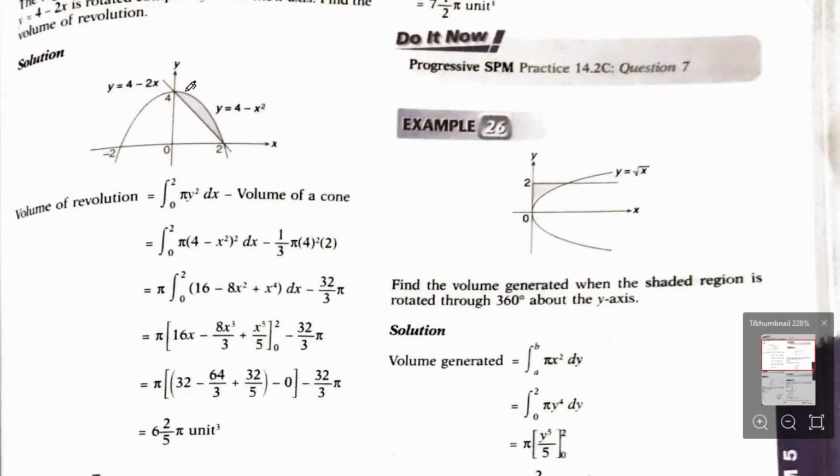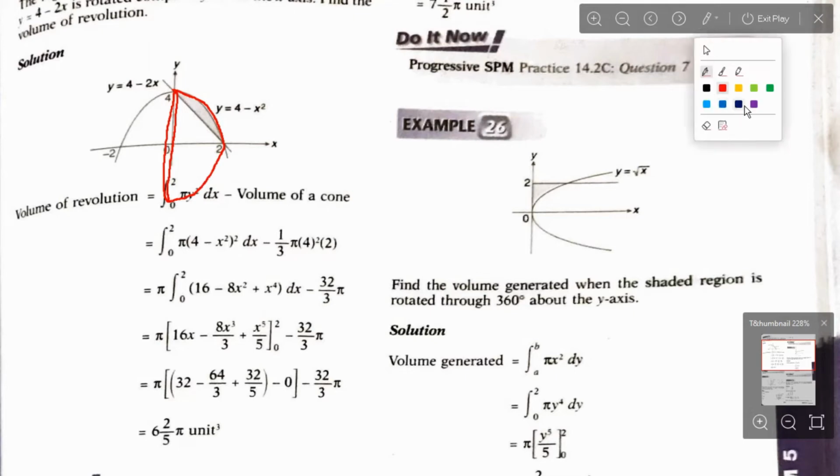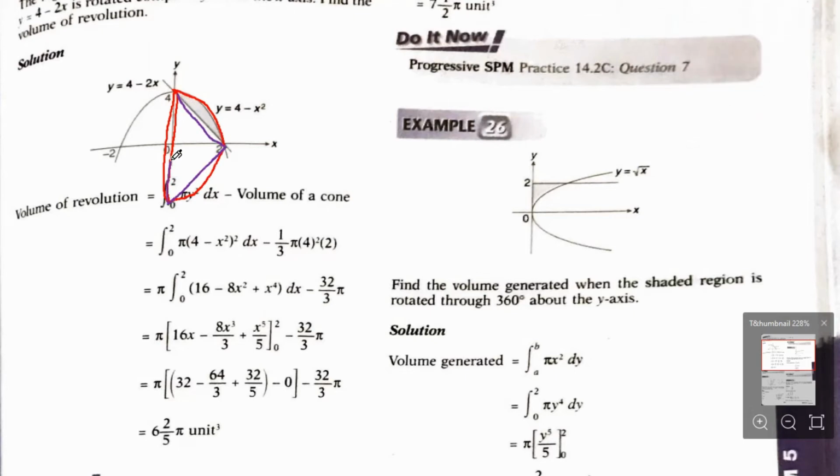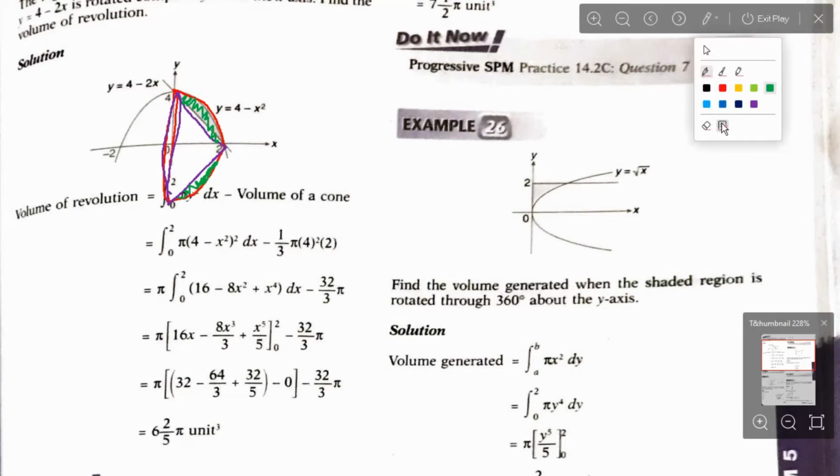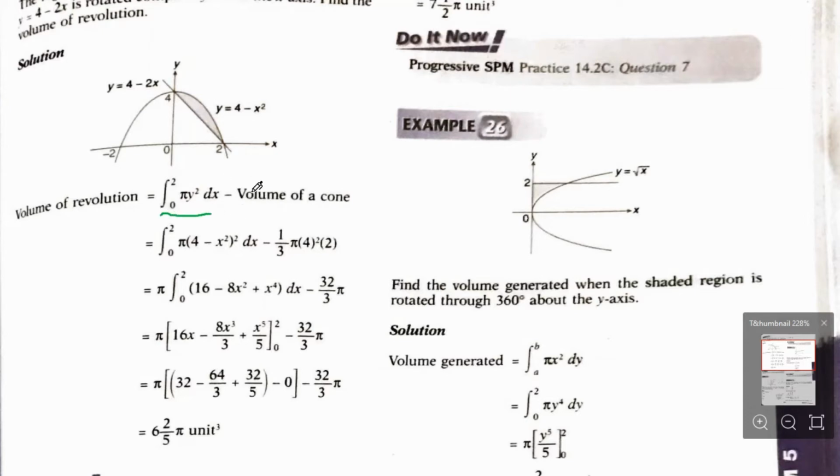Back to the question here. For the volume generated by this shaded region, we have to use the volume generated by the curve minus the volume generated by the cone, and this will be the remaining part, the volume generated by the shaded region. So the volume generated by the curve, this is the formula, minus the volume of a cone. 1 over 3 pi r squared h, where the radius is 4 and the height equals 2, so you have 4 squared times 2. This is the volume generated by the curve: integrate from 0 to 2 pi times y squared, where y equals the formula for the curve, 4 minus x squared, squared, dx. So this is the answer.